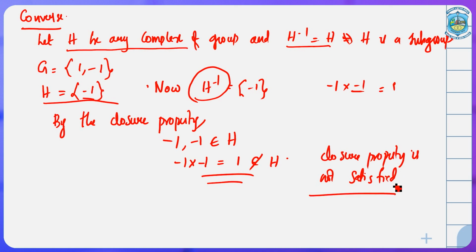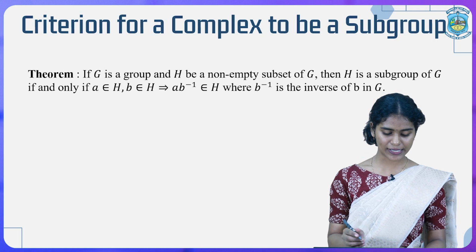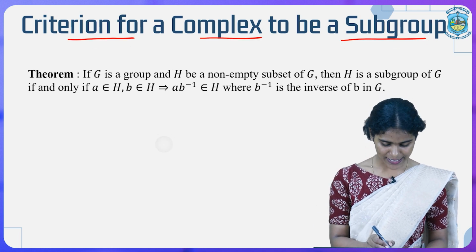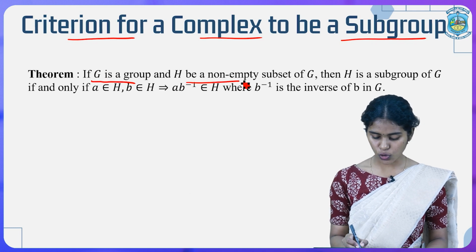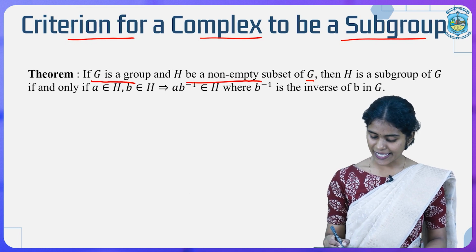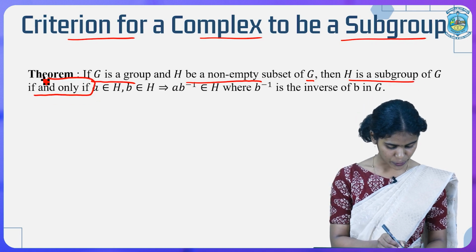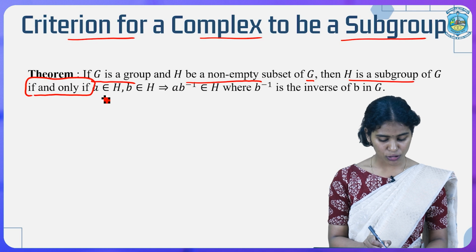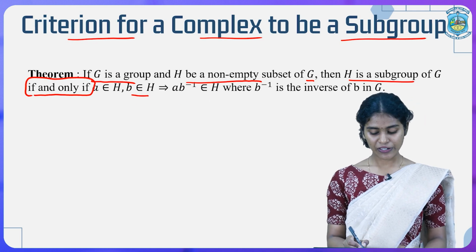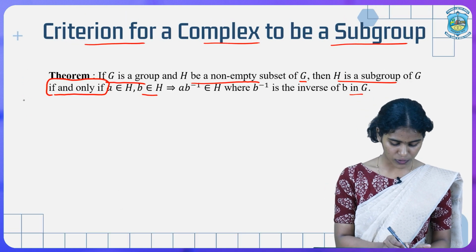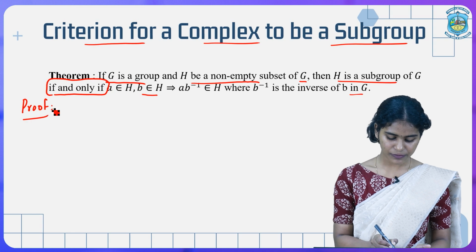Which means that our converse part is not true. Now, coming into the last topic, that is criterion for a complex to be a subgroup. The theorem says that if G is a group and H is a non-empty subset of G, then H is a subgroup of G if and only if, this particular word is very important, if and only if A belongs to H, B belongs to H implies AB inverse belongs to H, where B inverse is the inverse of B in G. So, first we will write what is given to us.